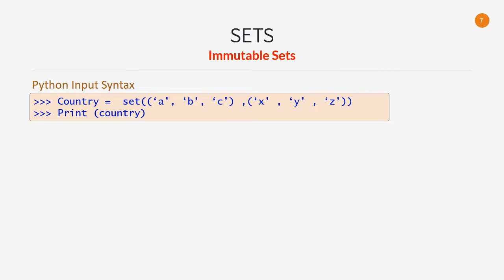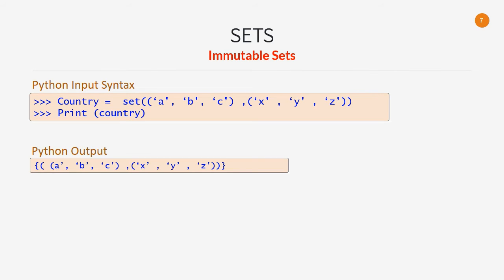Next we have asked the interpreter to print the value of variable country. The output that we are going to get will also be in the form of tuples, right? The curly braces denote a set. A set is stored using curly braces, and there are 2 elements stored inside it in the form of tuples.